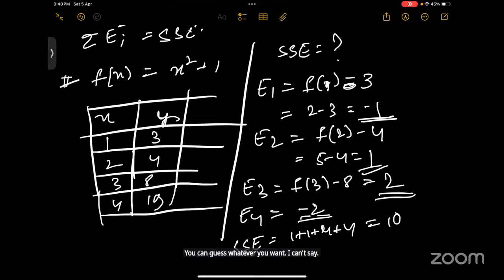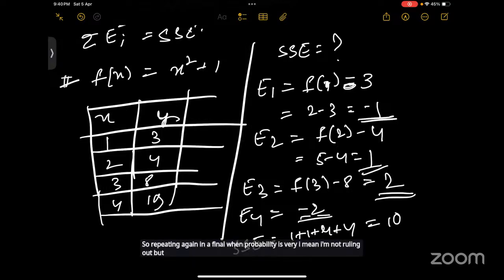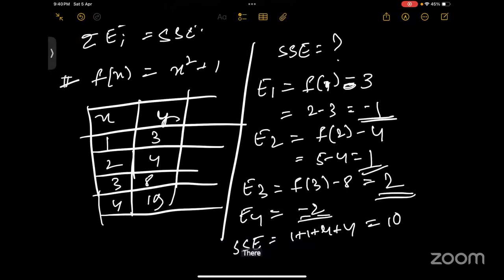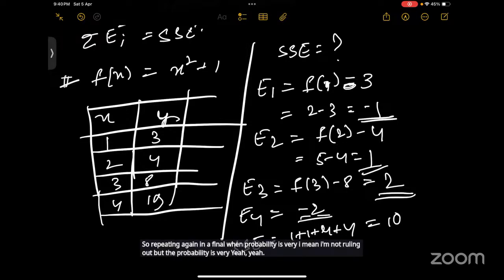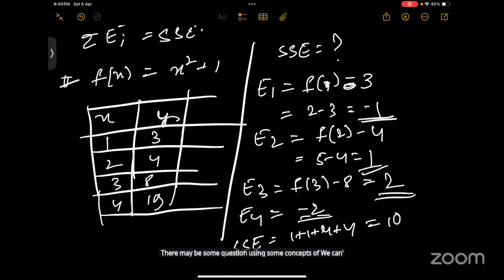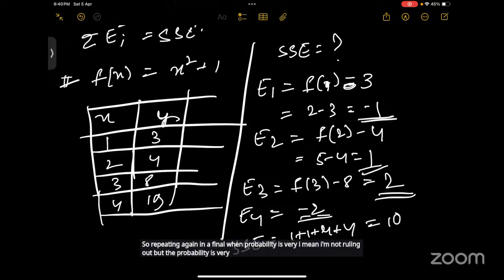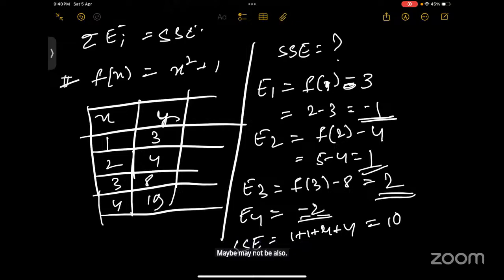Okay. Because I scored this mark in quiz 1. So repeating again in the final, I'm not ruling it out, but the probability is very, very low. There may be some question using some concepts. We can't say anything about it. Maybe, may not be also. So it's better to recall things.